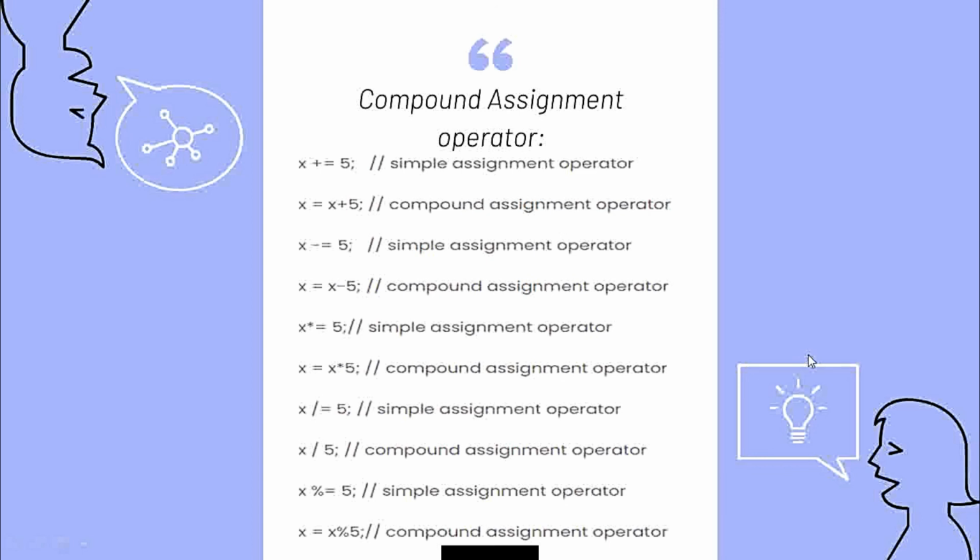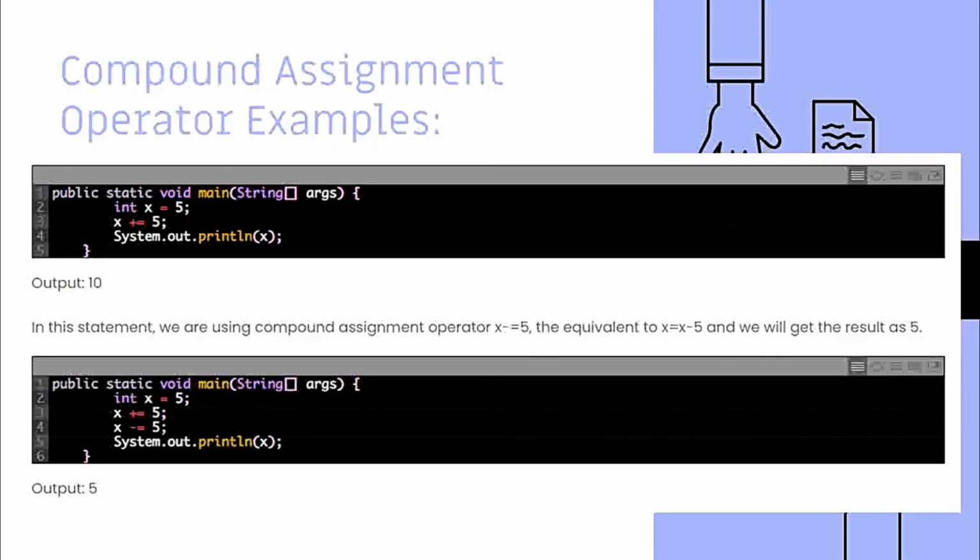Now we will see some examples. In the below statements, we are using the compound assignment operator. Here int x equal to 5 is the initialization of the value, and x plus equal to 5 is a compound assignment operator equivalent to x equal to x plus 5. So we will get the result as 10. In the next example, we are using the compound assignment operator again, but with x minus equal to 5, equivalent to x equal to x minus 5, and we will get the result as 5.